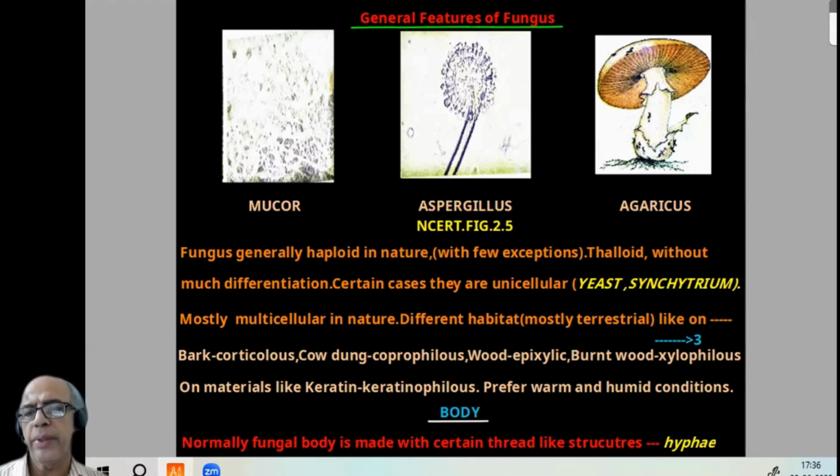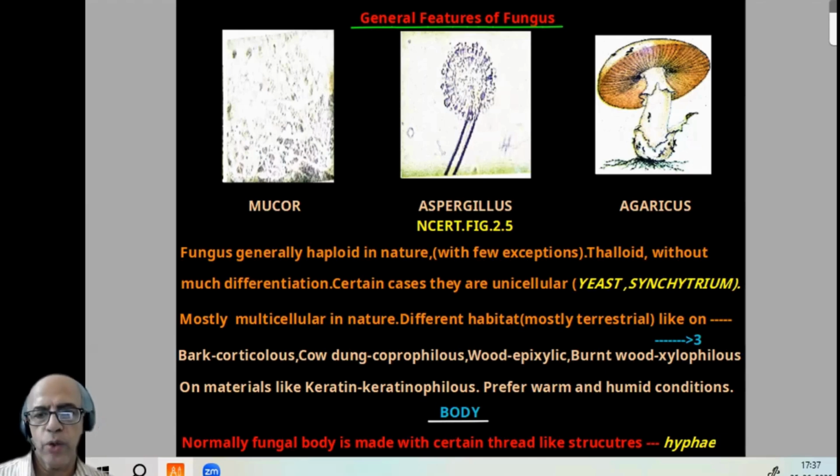On this page it will be coming. One is yeast, an important fungus, economically and from the exam point of view. Second is Synchytrium, causing what disease of potato. These 2 are typically unicellular. Unicellular fungi are very rare. That is why it can be a question. Mostly multicellular in nature, with different habitats, mostly terrestrial. And some habitats have a technical term given.